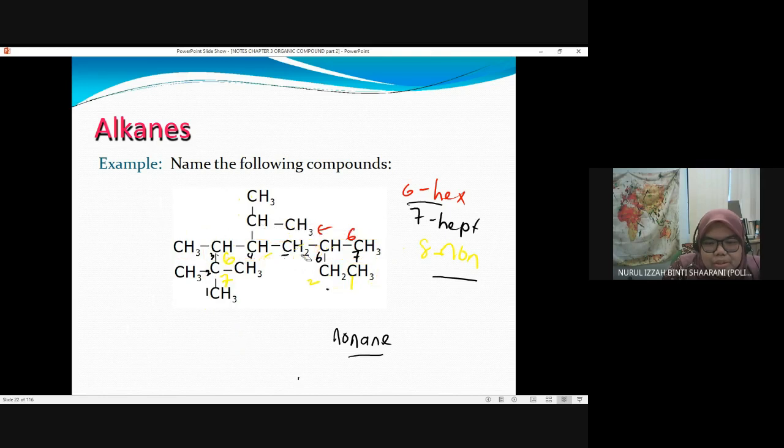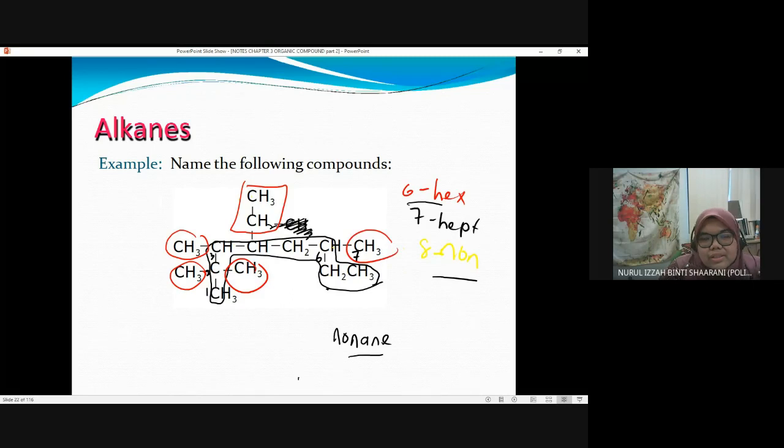Saya padam dulu, nampak confused dekat sini. Tadi yang paling panjang tu adalah this one. Okay, and then kita tengok substituent kita. Ni tak nak. Okay, substituent kita. Yang ni. Yang ini. Yang ini. This one. And this one.